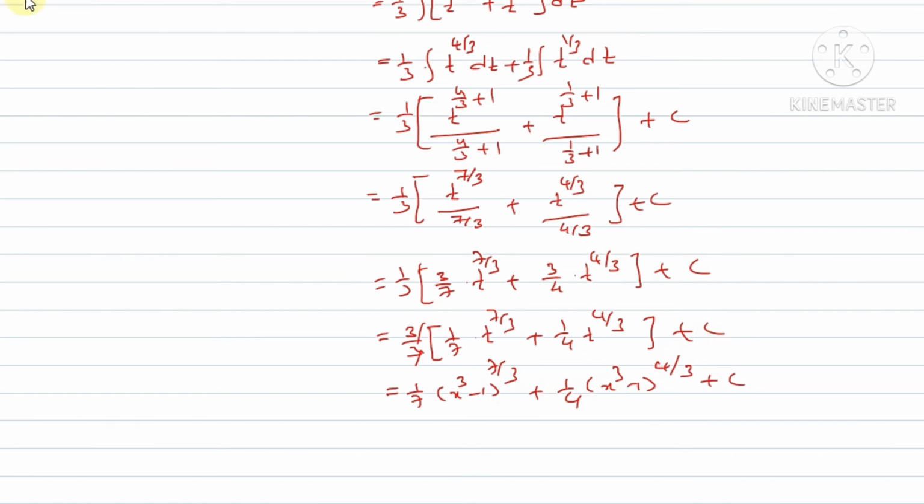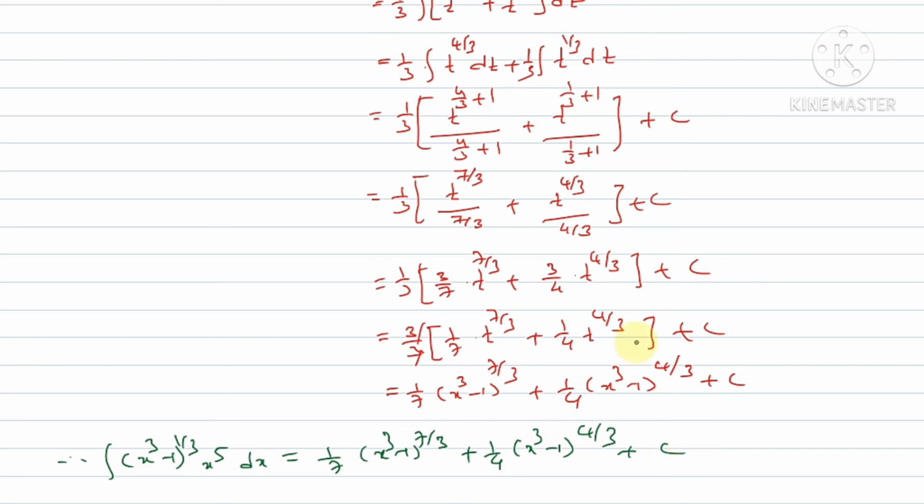Plus some arbitrary constant. Whose solution is it? It is the solution of the integral of (x cube minus 1) all power 1 by 3 into x power 5 dx. Therefore, the value is 1 by 7 (x cube minus 1) whole power 7 by 3, plus 1 by 4 (x cube minus 1) whole power 4 by 3, plus c. Right.